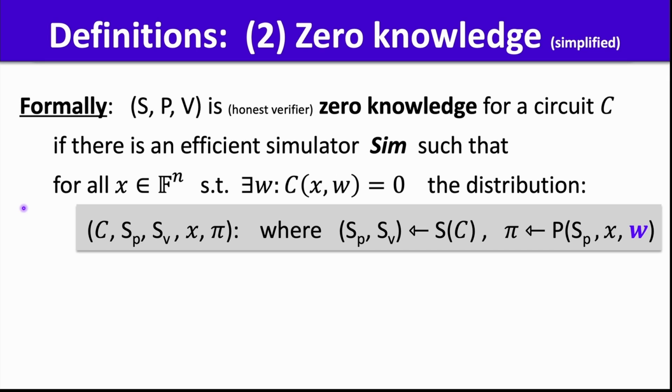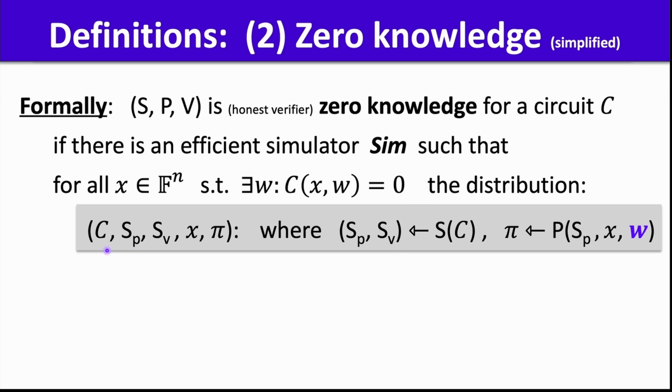There are lots of nuances in a definition of zero knowledge, especially for a SNARK system, which we won't get into here, but I hope the intuition for what the definition captures will be very clear. Okay, so let's see again. We'll say that SPV is a zero knowledge proof system for the circuit C if there's an efficient simulator Sim such that for all X for which there exists a W, so we're only trying to prove zero knowledge for statements X for which there really does exist a witness W that makes the circuit evaluate to 0.